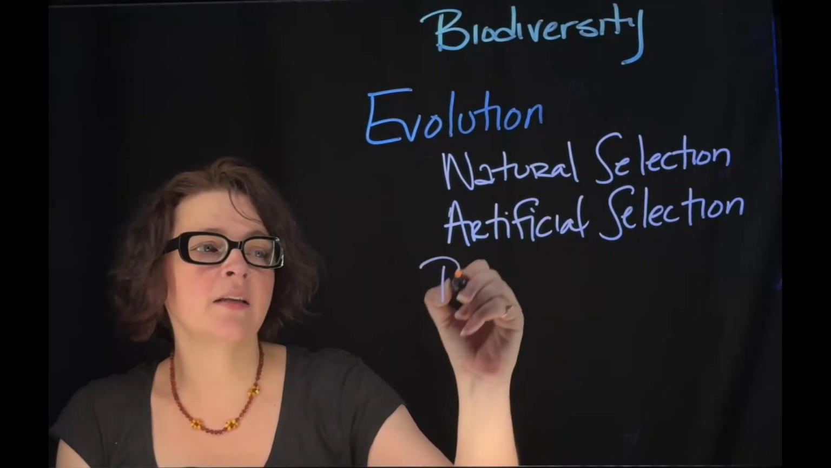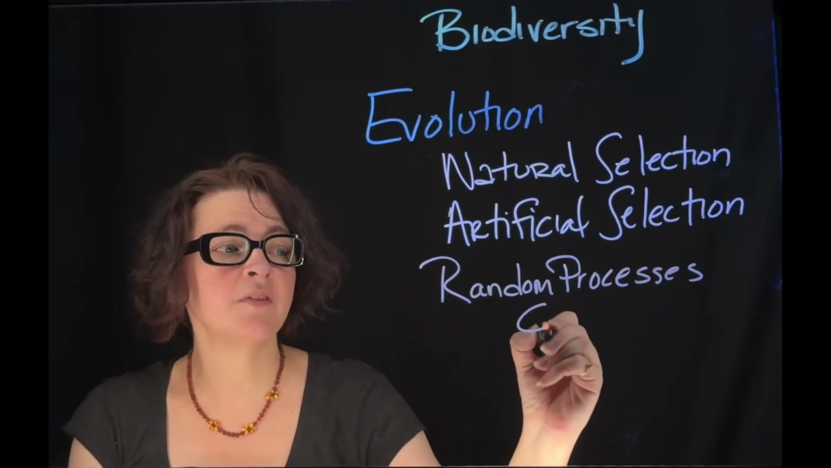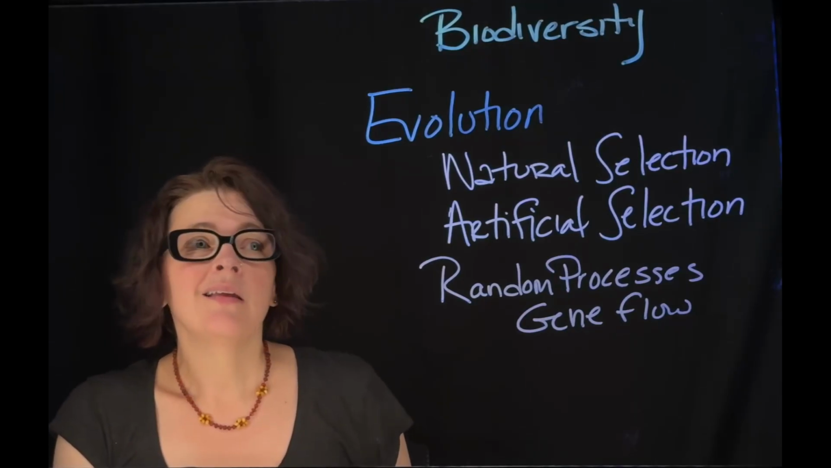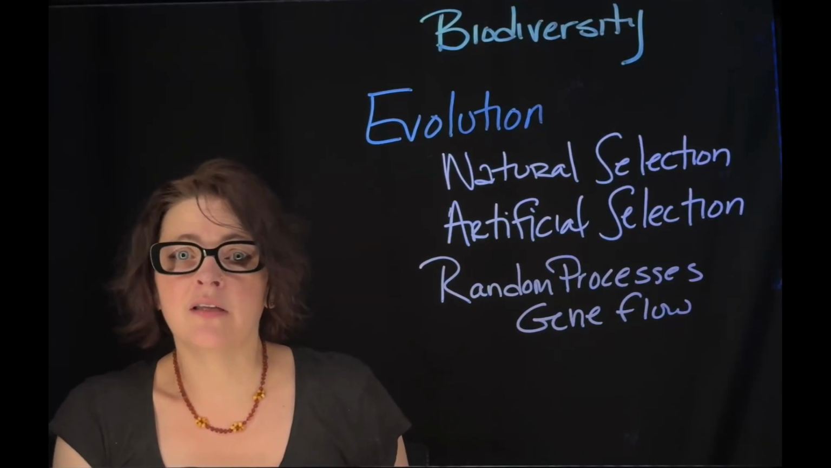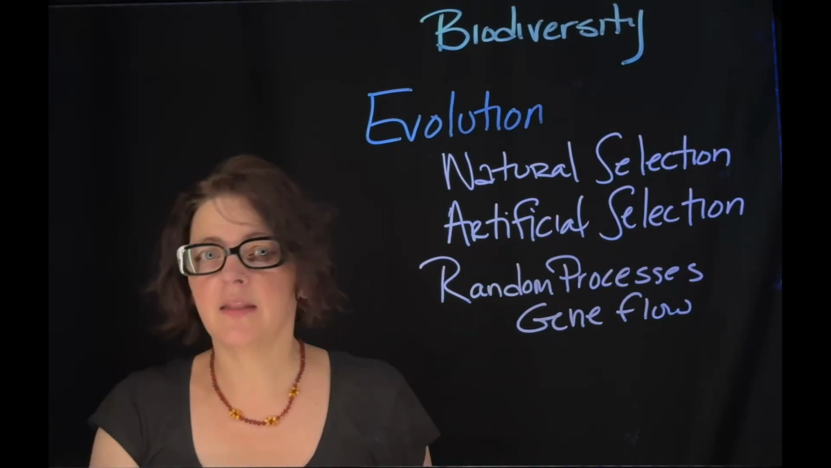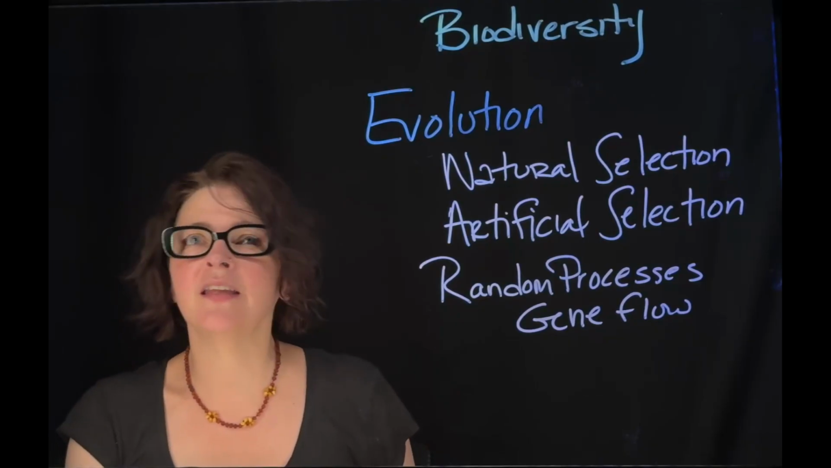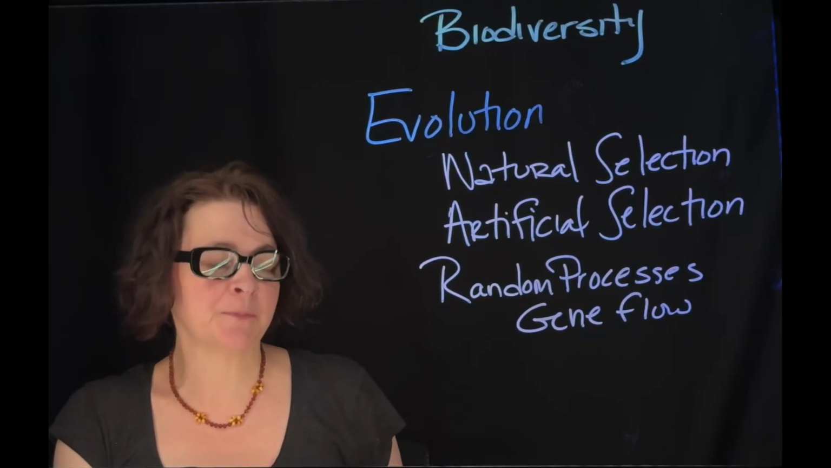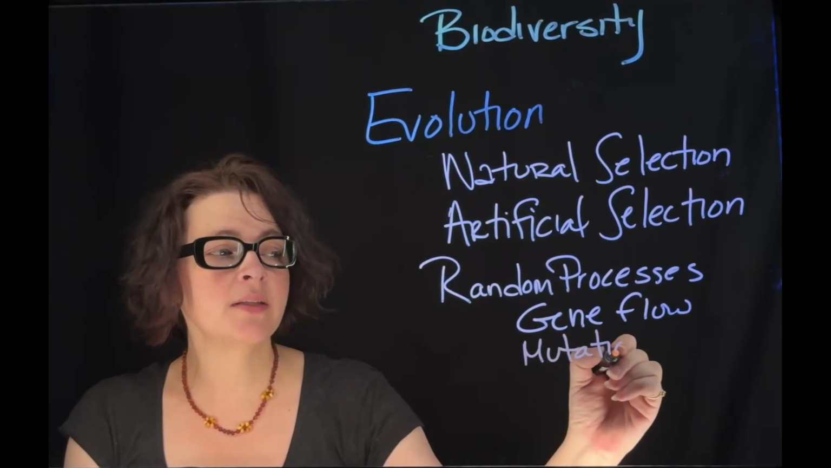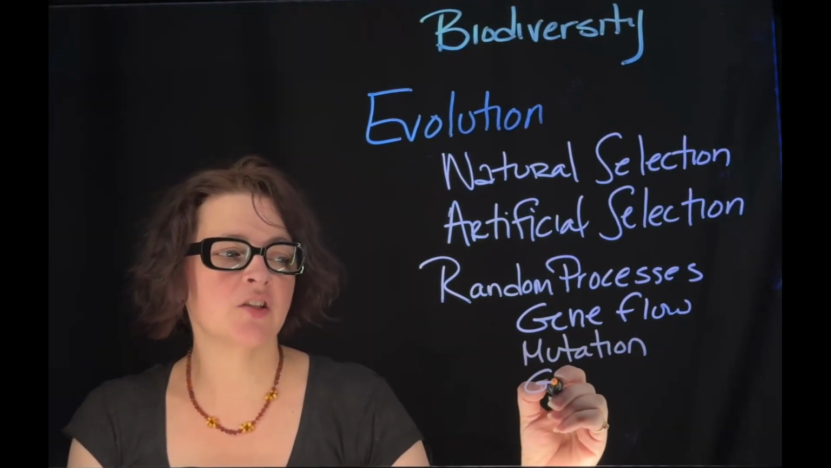And then there are a few random processes, such as gene flow. It is essentially genes moving from one population to another. Think of this as starting in the United States, emigrating to Asia, and you're bringing your genes from the United States to Asia. You're moving the genes from one area to another. We also have mutation, and again, remember, mutation is not always a bad thing. And then we have genetic drift.